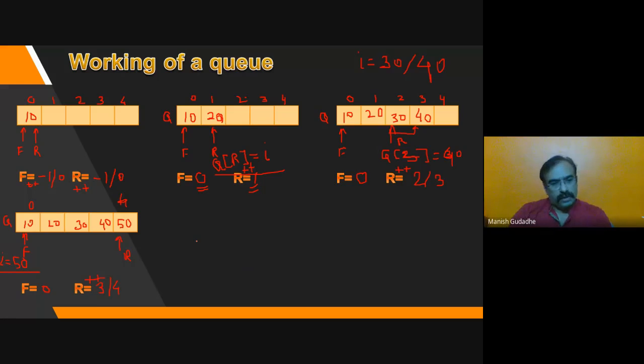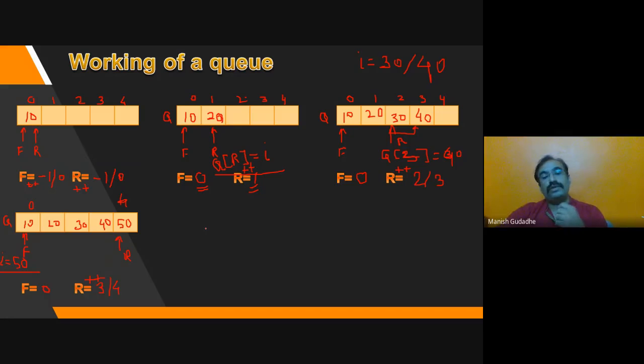Now if I further wish to insert an element, what will be the case? R will exceed size. And if r is exceeding size, we will not be able to insert an element, because that will be the condition of Q full. Q will be full and we won't be able to add any element in that. Okay, are you understanding me?